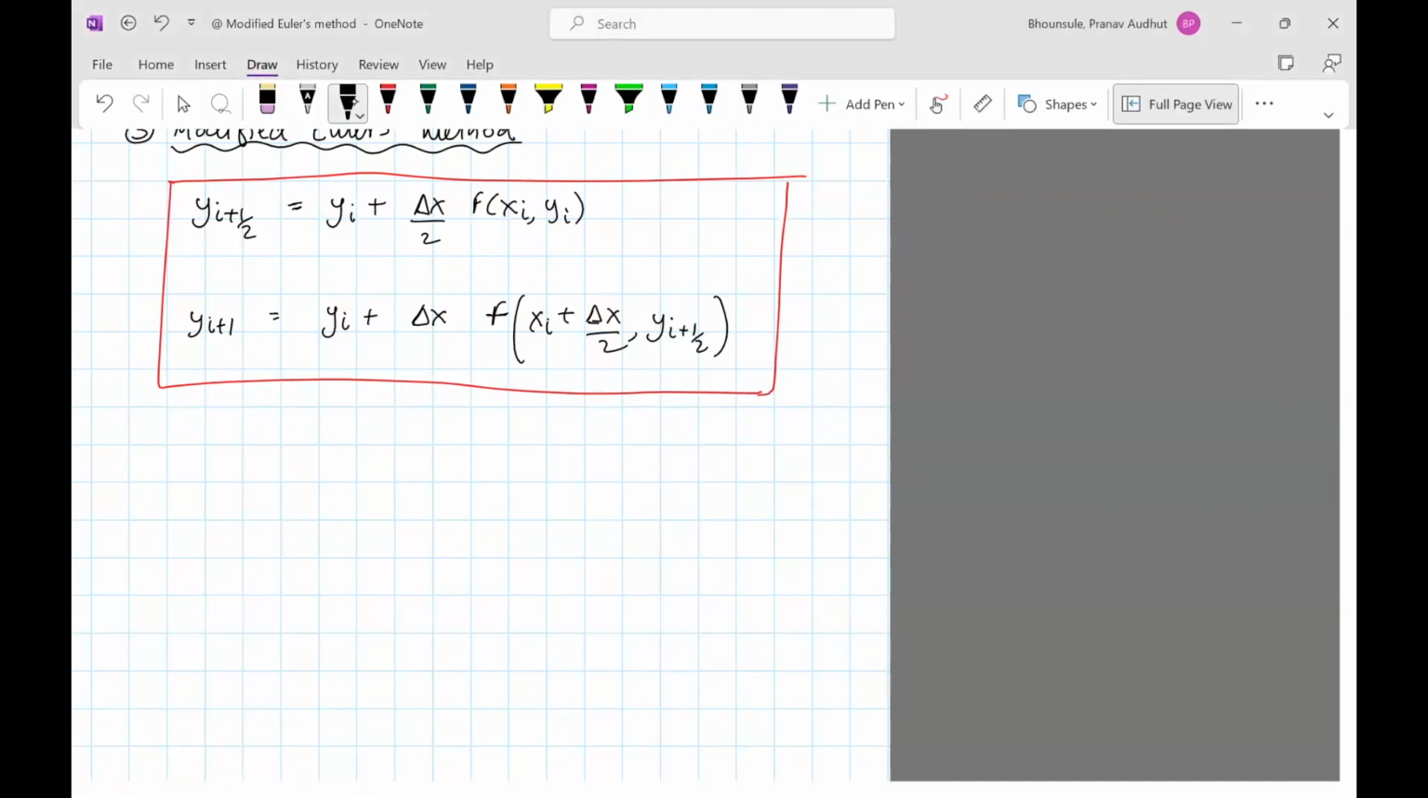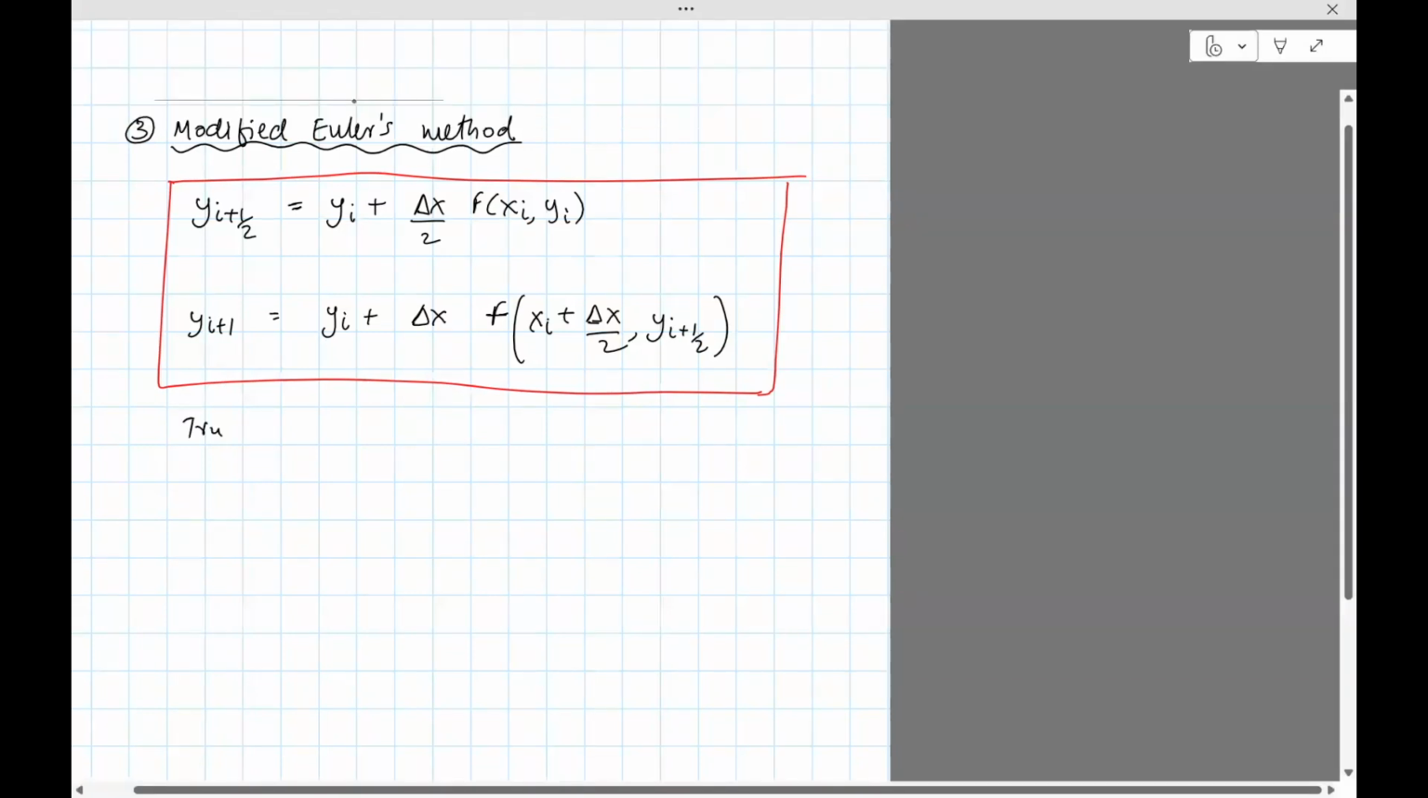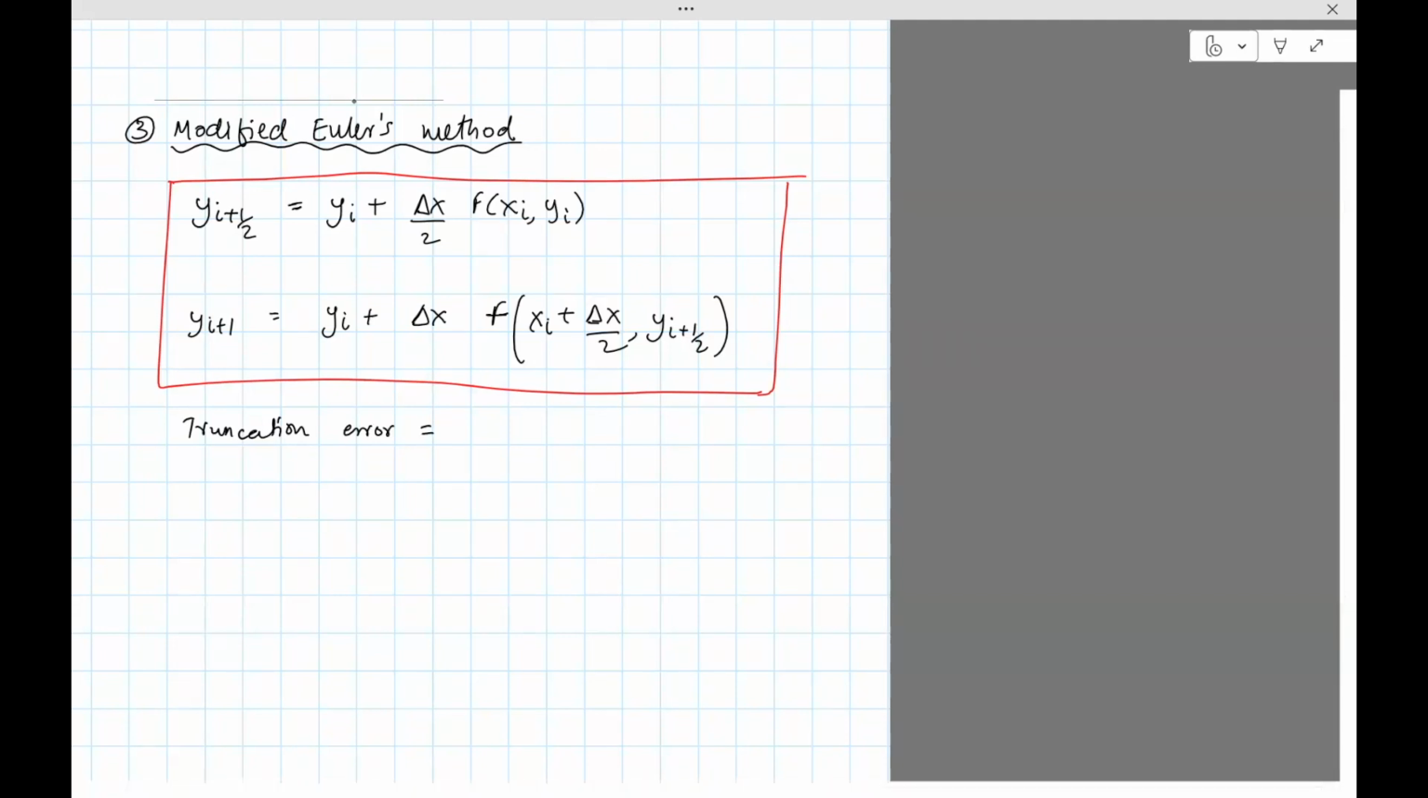So why this method? It can be shown using Taylor series that the truncation error is of the order of delta x cubed. The total error is of the order delta x squared. It's comparable to Heun's method.